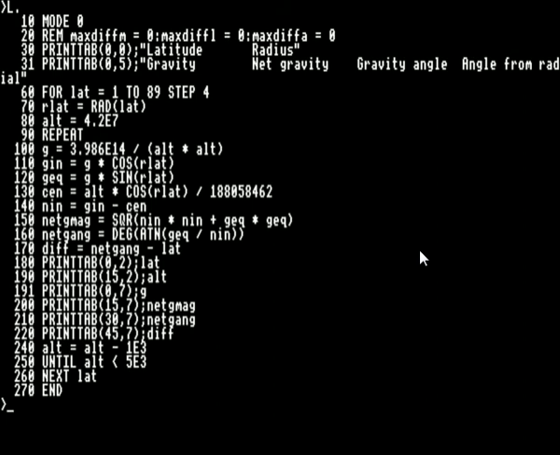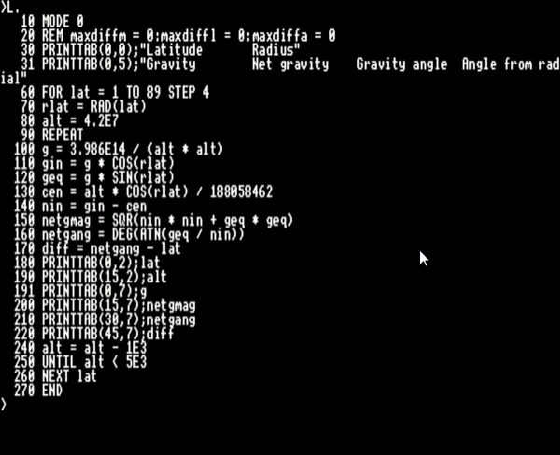Basic trigonometry. Then, the centripetal acceleration required to keep a thing going round in circles in that position is the altitude times the cosine of the latitude divided by 188,058,462. Obviously. Of course.